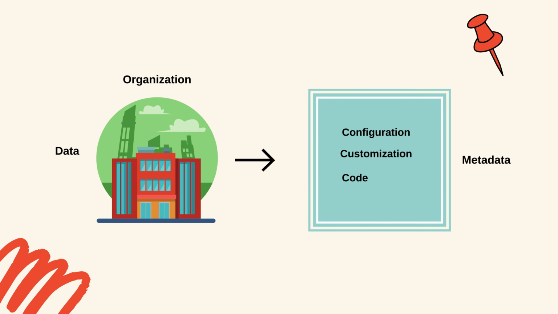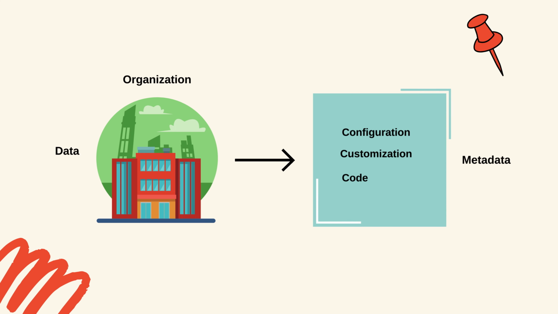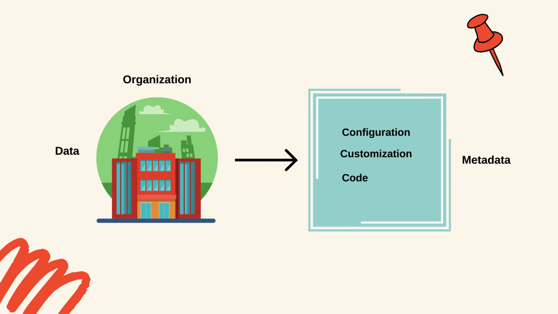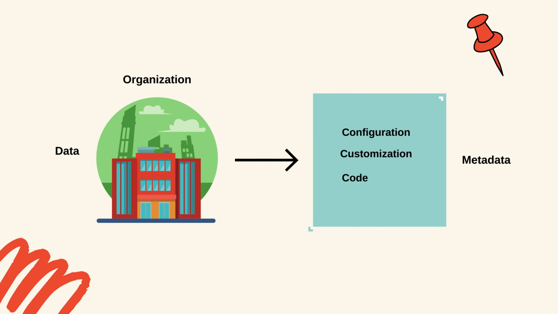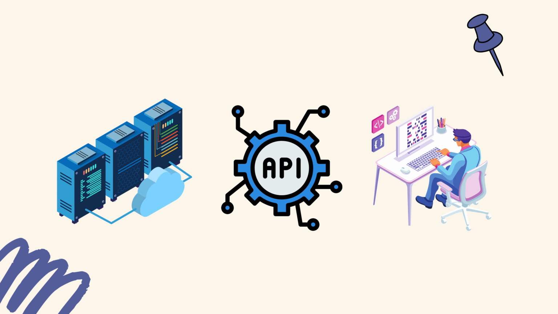It's data about data, and it's all about structure. Your org's configurations, customizations, and code are all metadata. It gives your org structure, helping you collect, store, and manage information effectively. The Application Programming Interface, or API, is the connector that makes software communicate. Your data and metadata are API-enabled, giving Salesforce flexibility and allowing you to build creative solutions for your company.